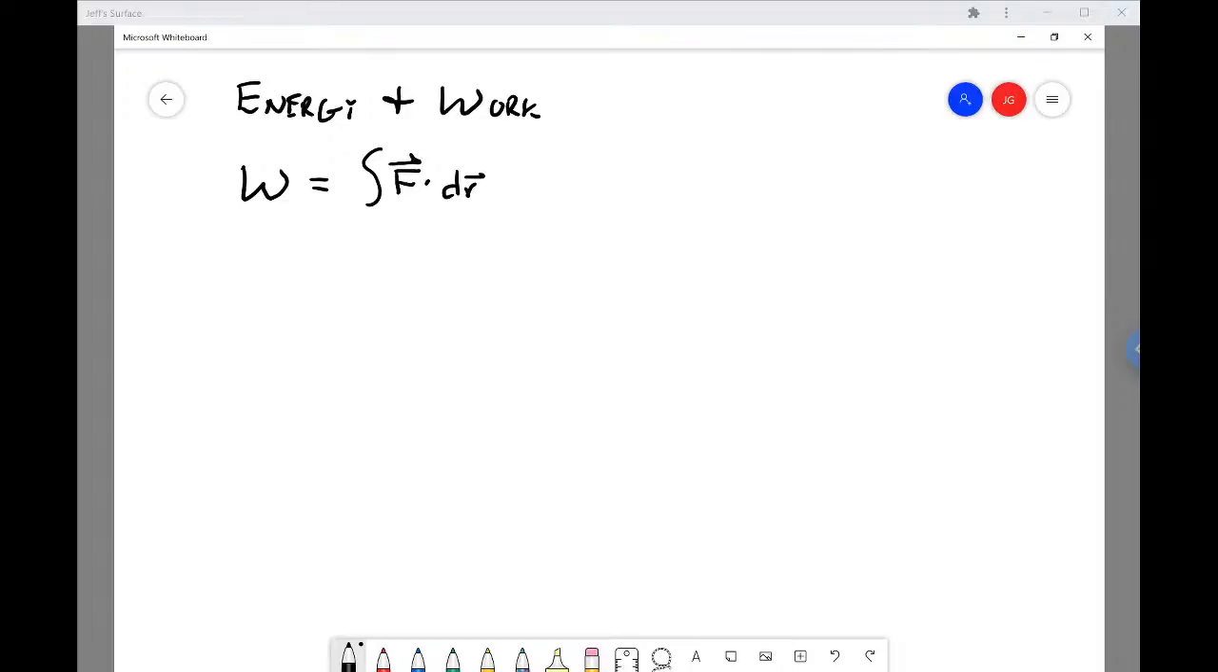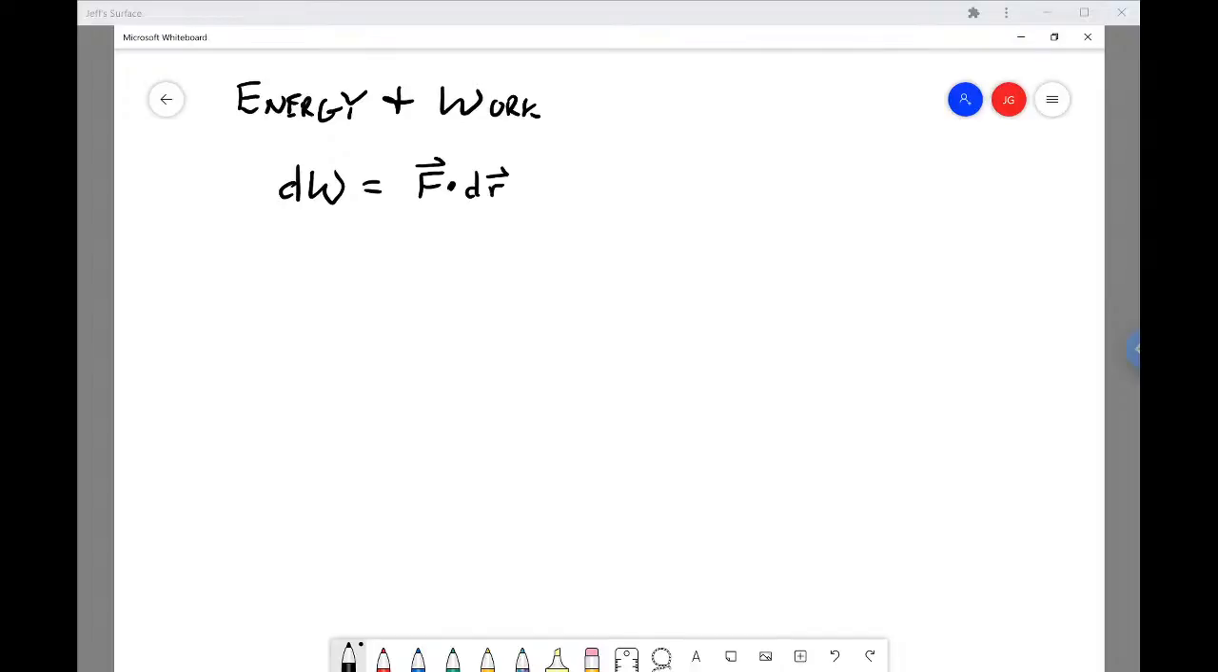But maybe I should do this first. If you have an infinitesimally small displacement, dr, the corresponding infinitesimally small amount of work done would be the dot product between the force and the displacement vector. And we call this a scalar product because the result of a dot product is a scalar quantity.